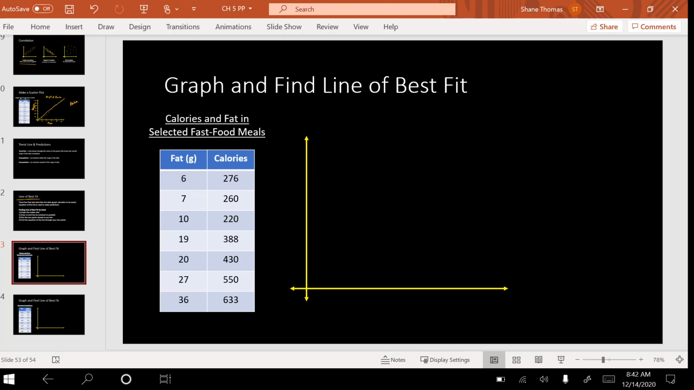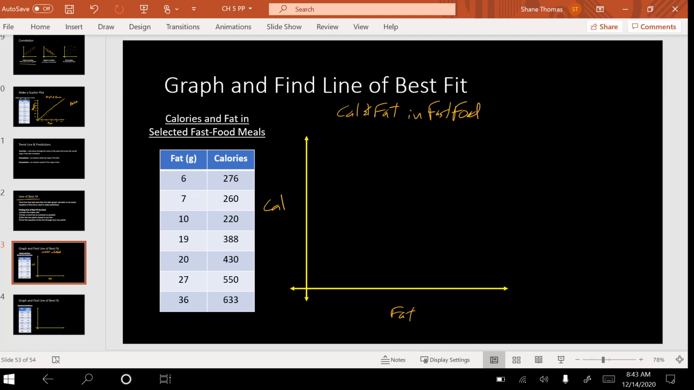So, first off, what's the title of my graph going to be? Calories and fat in fast food. That work? I just abbreviate a little bit. All right. Calories and fat in fast food. What's my X column? Fat in grams. What is my Y?